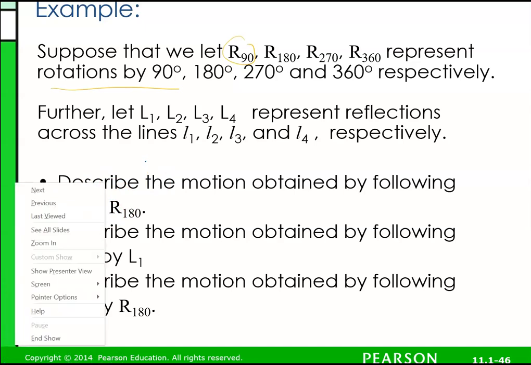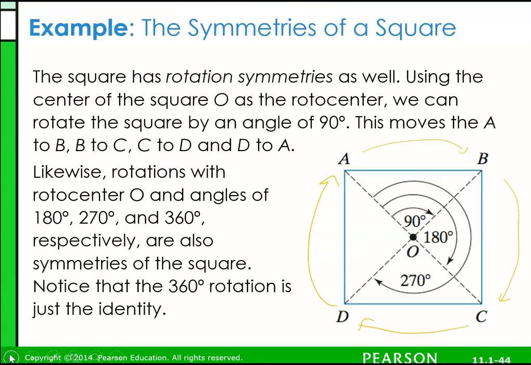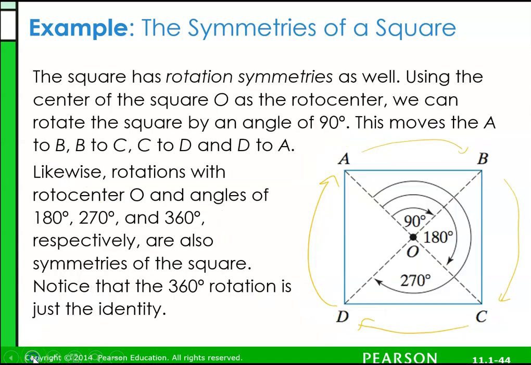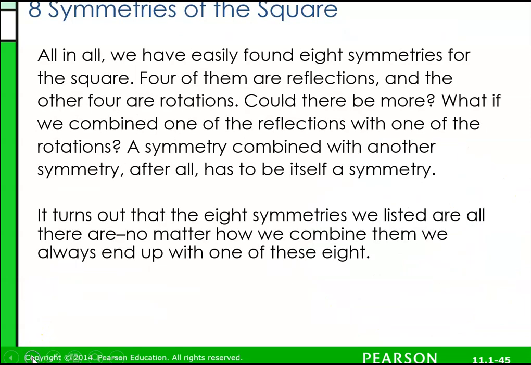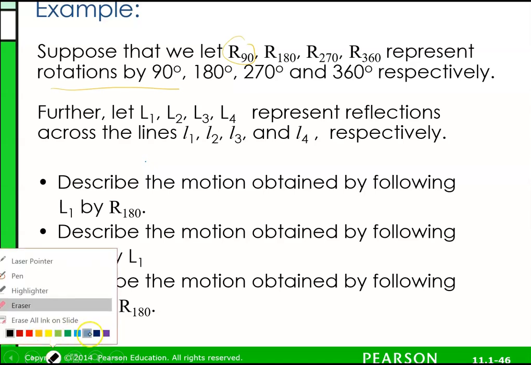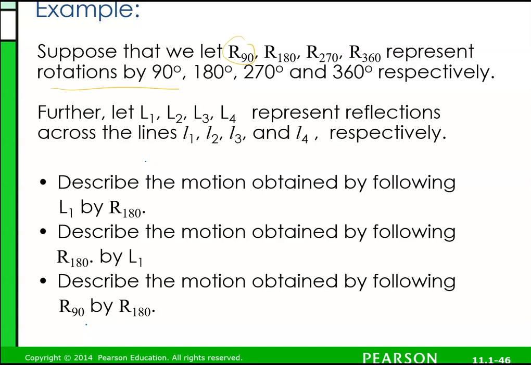Let's go back here. So here's our square. This is the rotational. Here's the reflection. The first one we're going to do is L1, the vertical one. We're starting out with our square as A, B, C, D. We'll do that one first, and then apply the rotation of 180 degrees. I'm going to first draw the original square here, A, B, C, D.